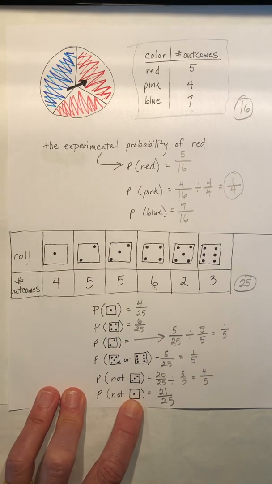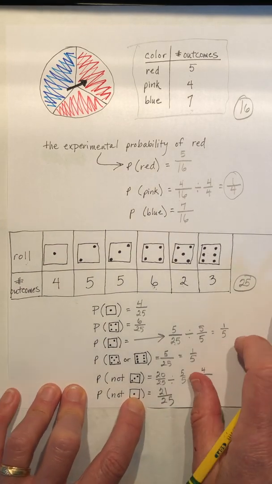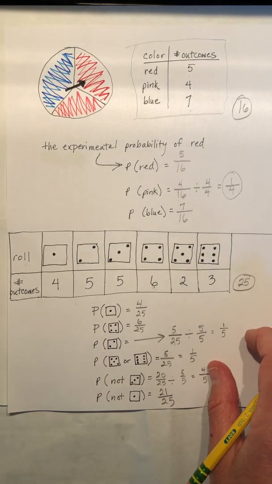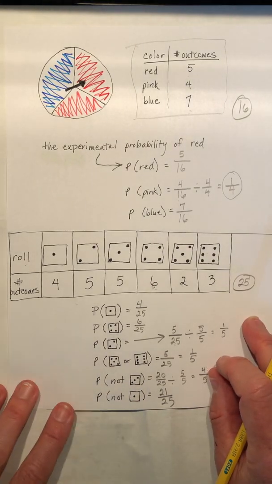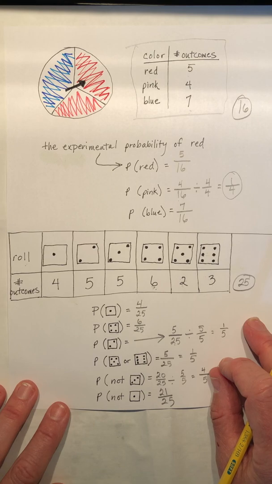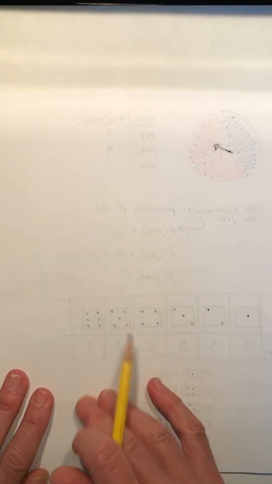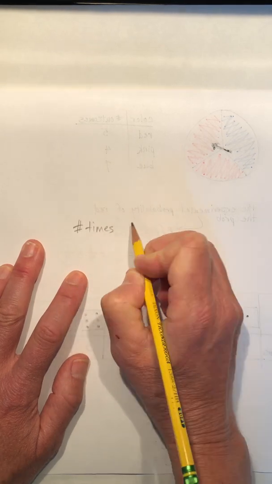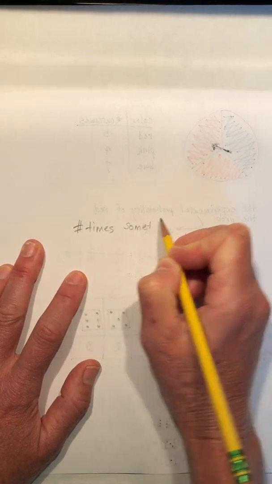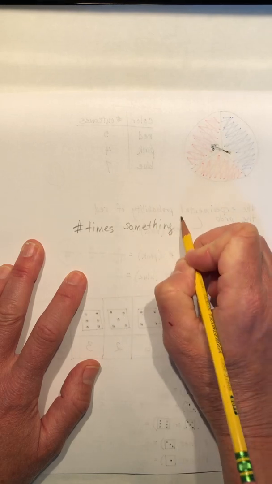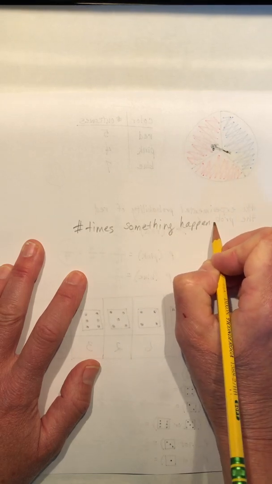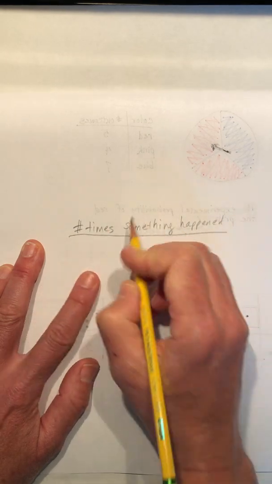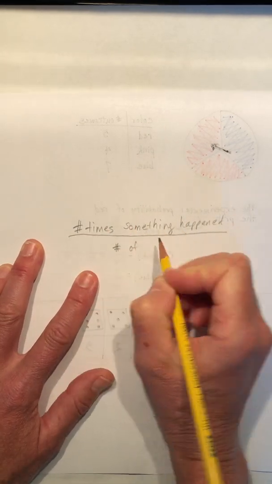So, experimental probability means I take the number of times that something happened and I put it over the number of trials. I'm going to write that again just so that you see it out in front of you. It is the number of times something happened over the number of trials.